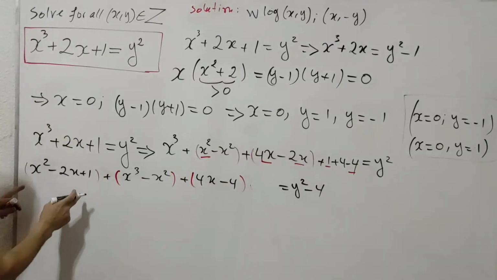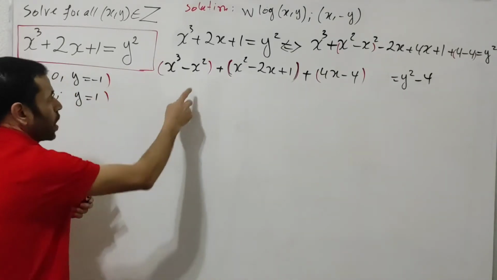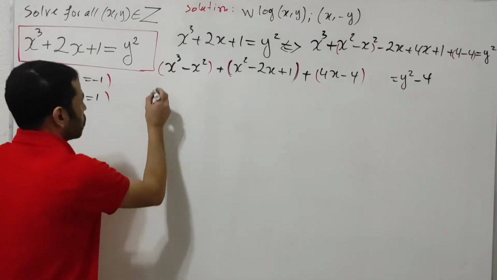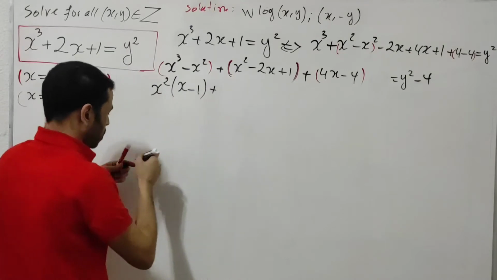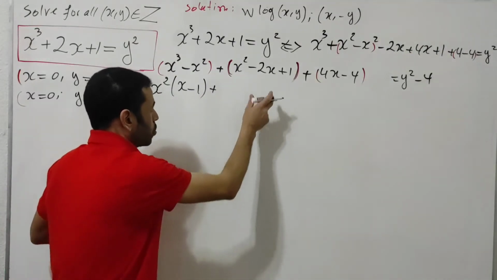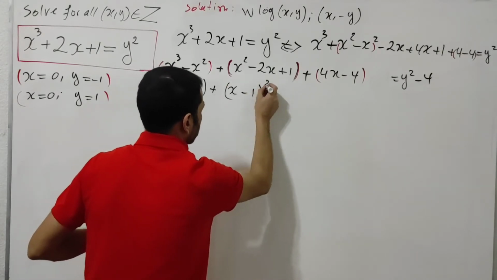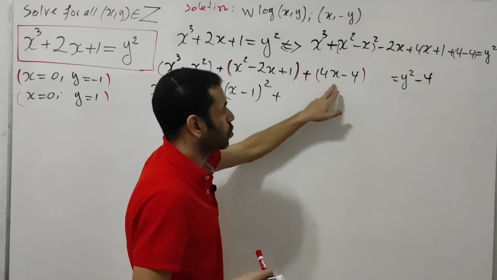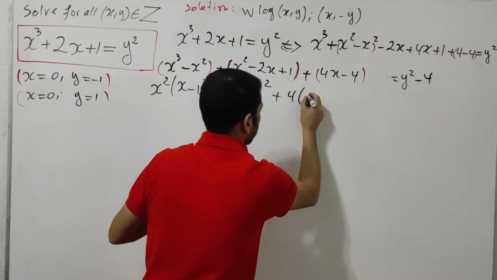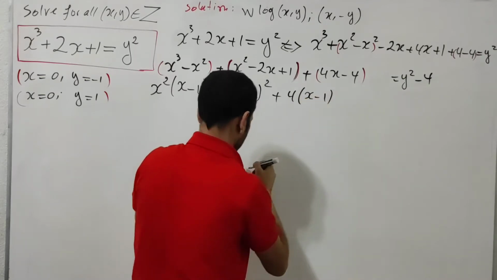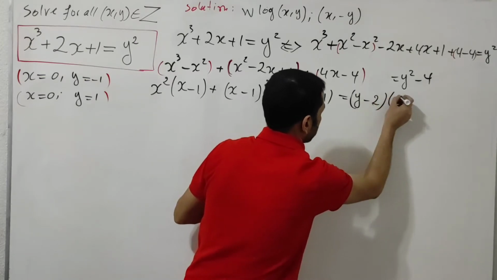Now I'm going to factor this out. I'm going to take x squared as a common factor for the first term. I will have x squared times x minus 1. For the second term, this one is a quadratic binomial. It becomes x minus 1 quantity squared. For this one, I'm going to take number 4 out. It gives me 4 multiplied by x minus 1. I'm going to factor this one out: it will be y minus 2 times y plus 2.